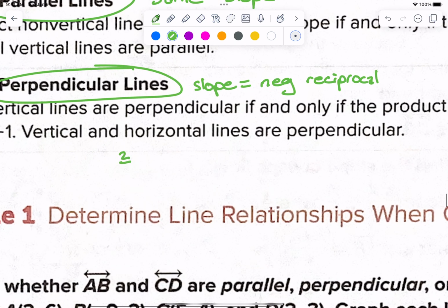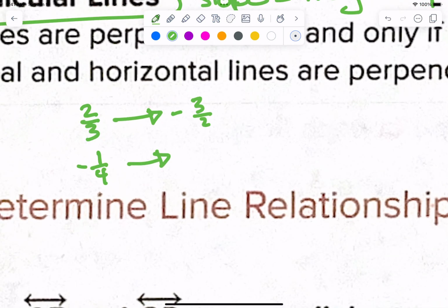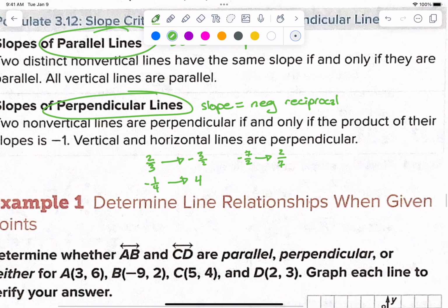If one of the slopes is 2/3, then the other one is negative 3 over 2. If one of the slopes is negative 1/4, the other slope is positive 4 over 1. If one of the slopes is negative 7 over 2, the other slope is positive 2 over 7. If it's positive, you make it negative. If it's negative, you make it positive, and you flip it. That's perpendicular.